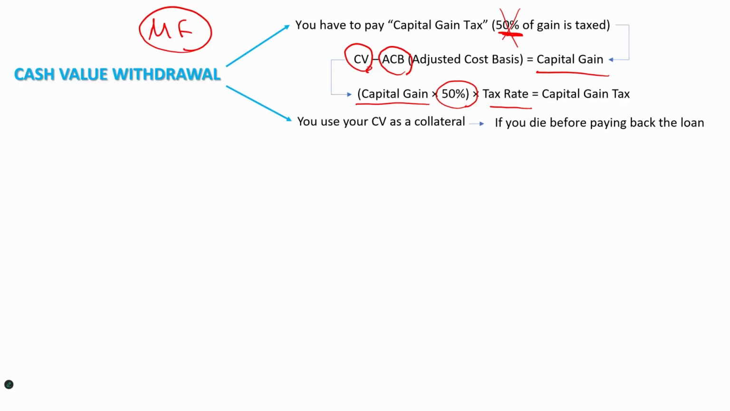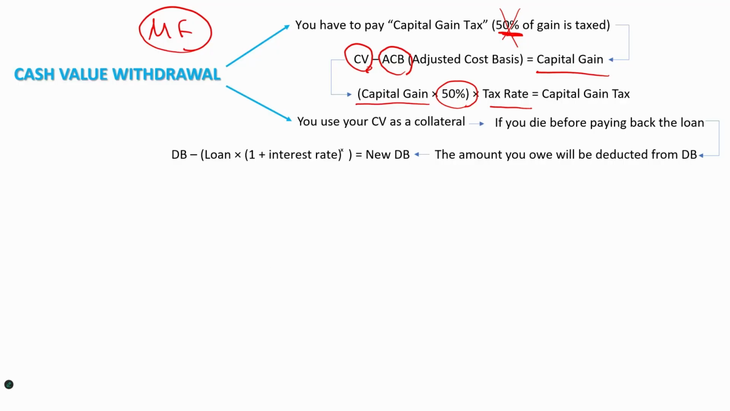And if you die before paying back the loan, what's going to happen is that based on the interest rate that you've got the loan from the bank, you will basically have to pay that loan from your death benefit. So how it works is like this. Whatever the death benefit that you had was, minus the loan plus the interest, right? That would be my new death benefit. So let's make an example.